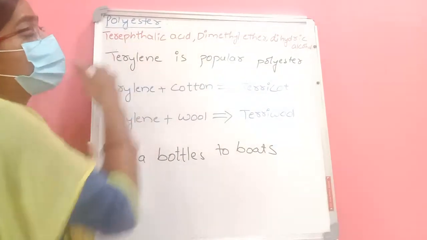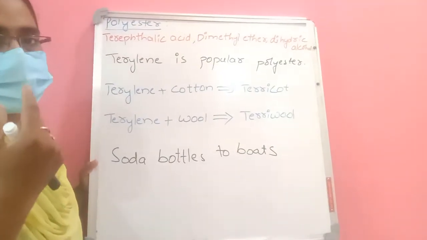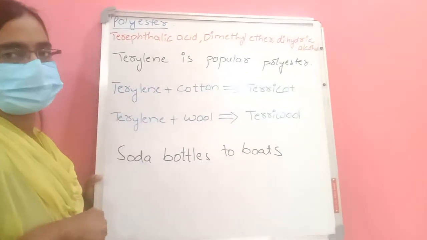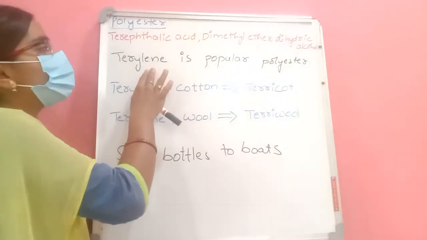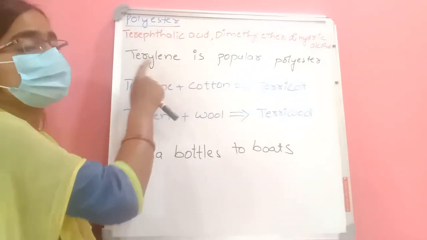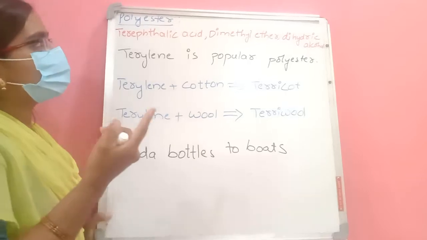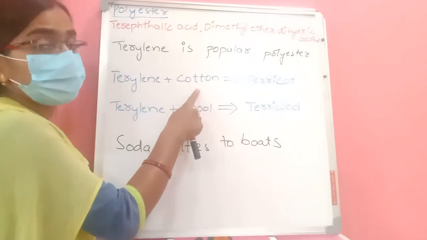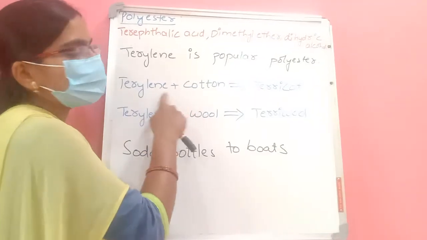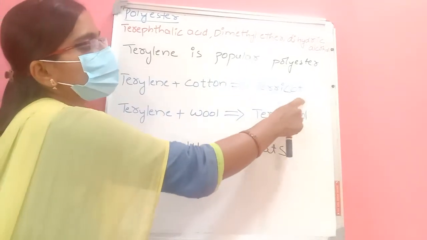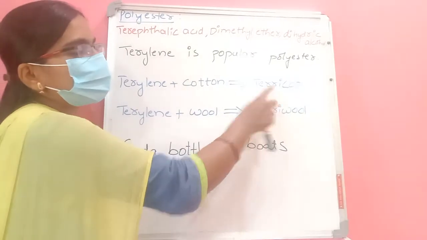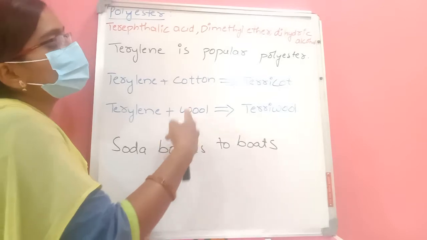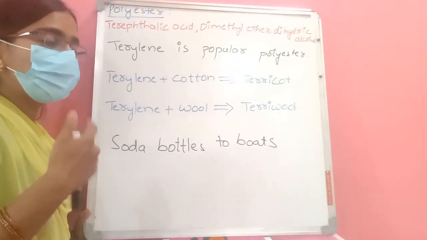From these polyesters we have different types of polyesters. From these, terylene is the popular polyester. In large amounts we use polyesters, that is terylene. Terylene is always mixed with cotton. That is called blending. That blended fiber is called terrycotton. Terylene is often blended with wool. That fiber is called terrywool.